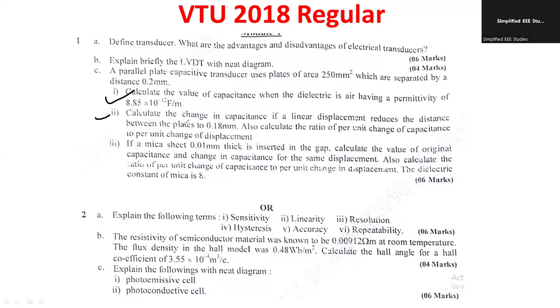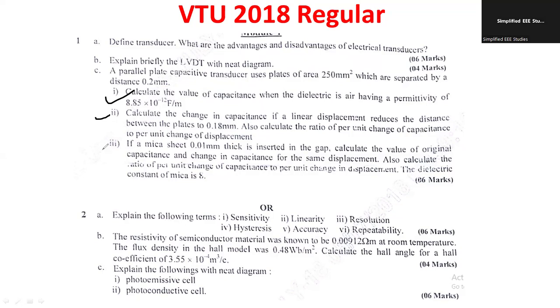The condition has been given: the distance between the parallel plates has been reduced to 0.18 millimeter. Then how about the change in capacitance? Also, you have to calculate the change in capacitance per unit length, that is, delta C divided by delta D.